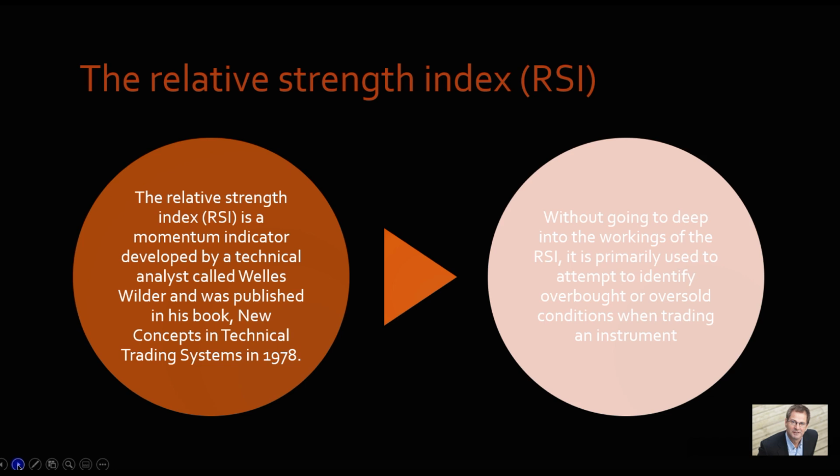Now, RSI is primarily used to identify overbought and oversold conditions when trading an instrument. So, primarily, RSI was developed for a slower moving market and for primarily the stock market. But over time, it's been adjusted and adapted and works great in short-term markets, on short-term charts, and in Forex and cryptocurrency and CFD trading.